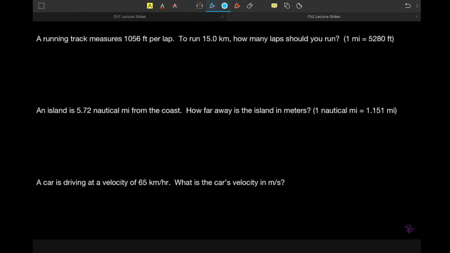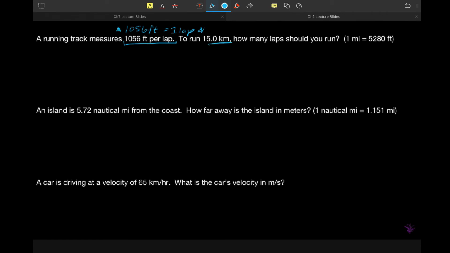A running track measures 1,056 feet per lap. What does that really mean? That is in and of itself a conversion factor. It's telling you that 1,056 feet are equal to 1 lap. That is not your given. It's a conversion factor that we're going to use at some point during this problem.